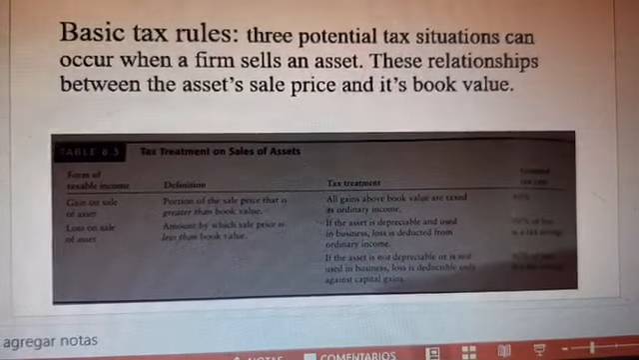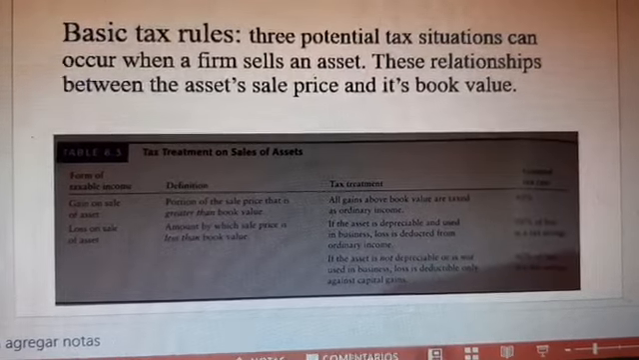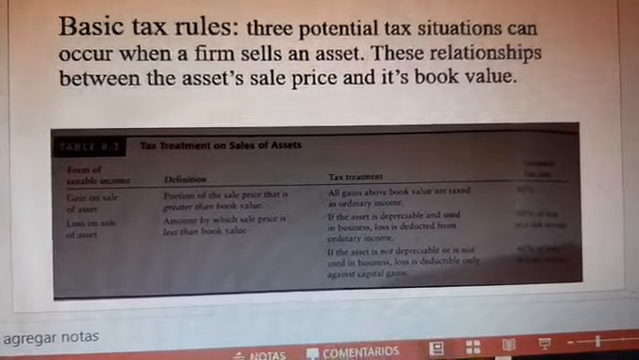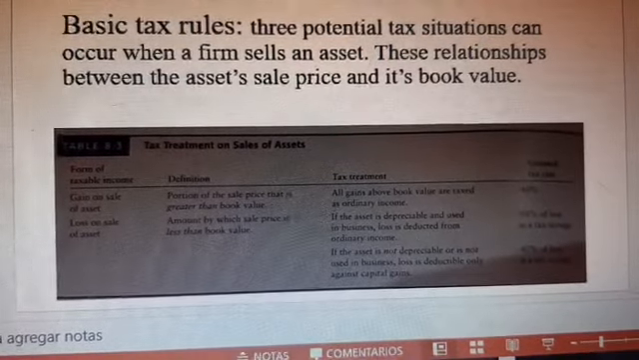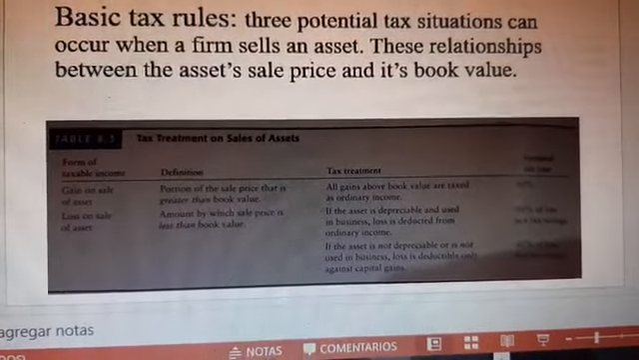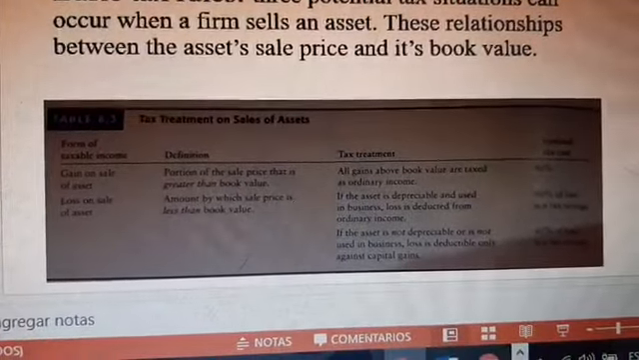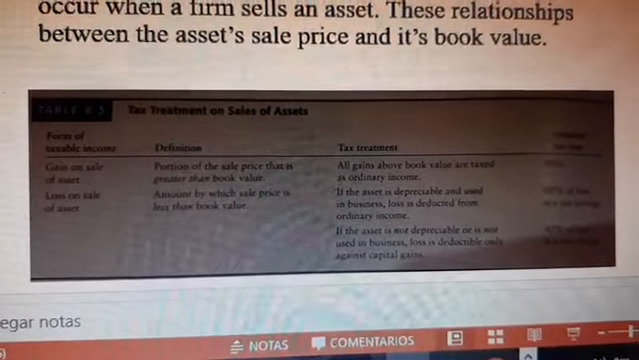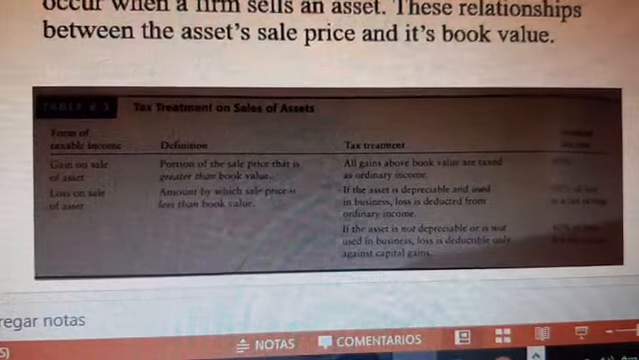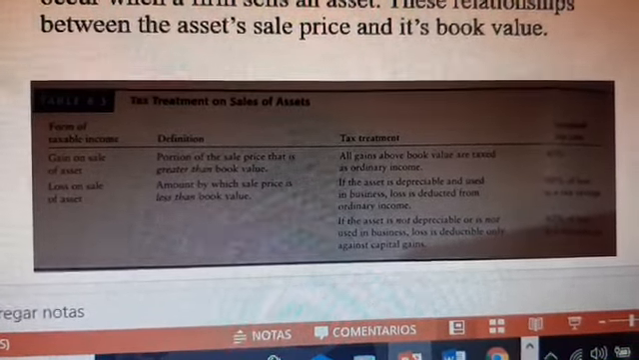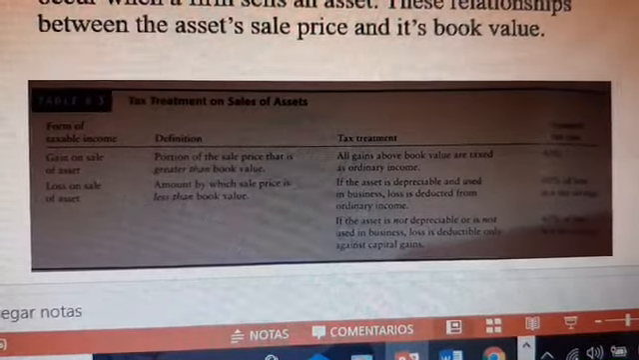Basic tax rule. Three potential tax situations can occur when a firm sells an asset. This depends on the relationship between the asset's sale price and its book value. In Table 8.3, tax treatment on sale of asset, we can see the forms of taxable income: gain on sale of asset and loss on sale of asset.